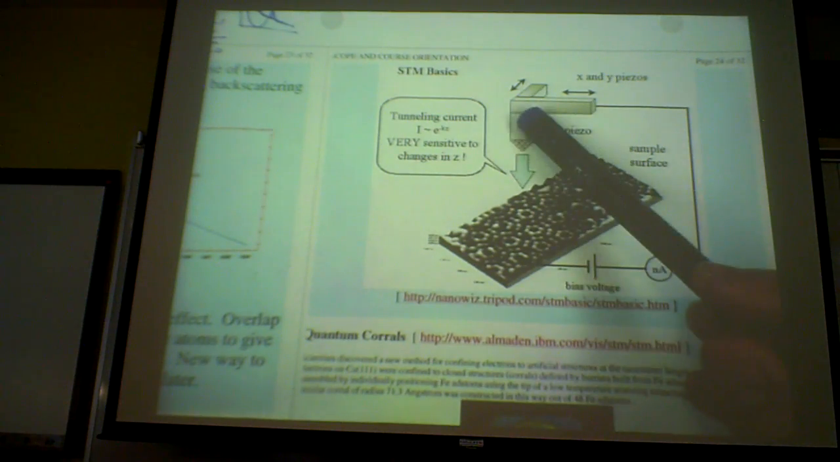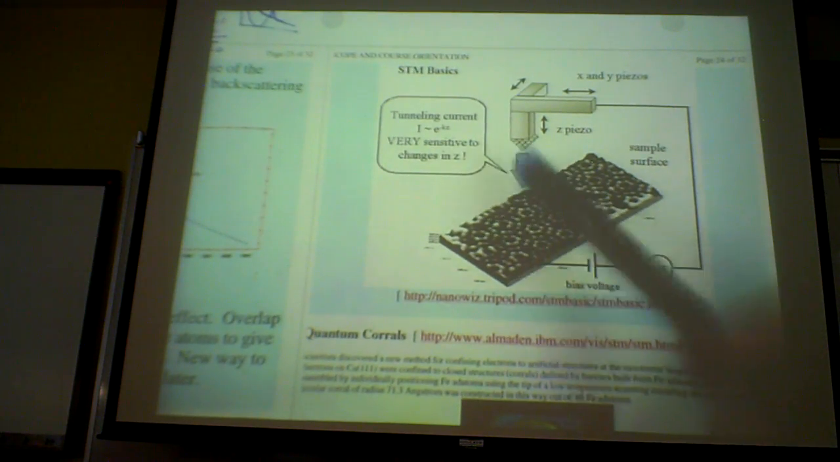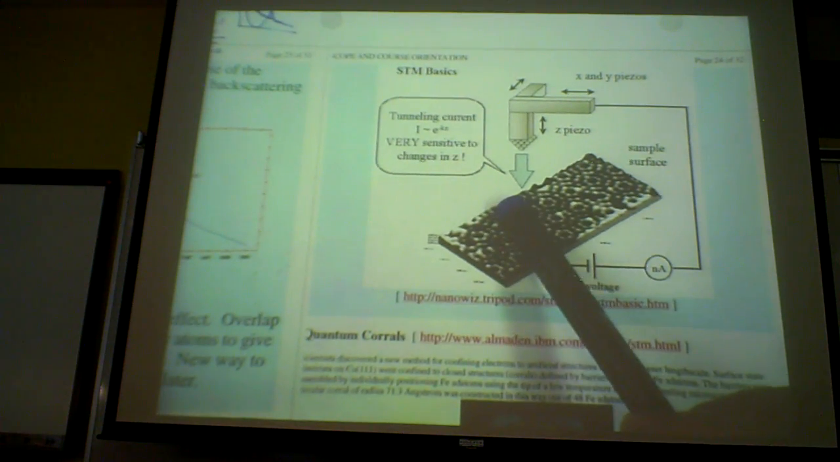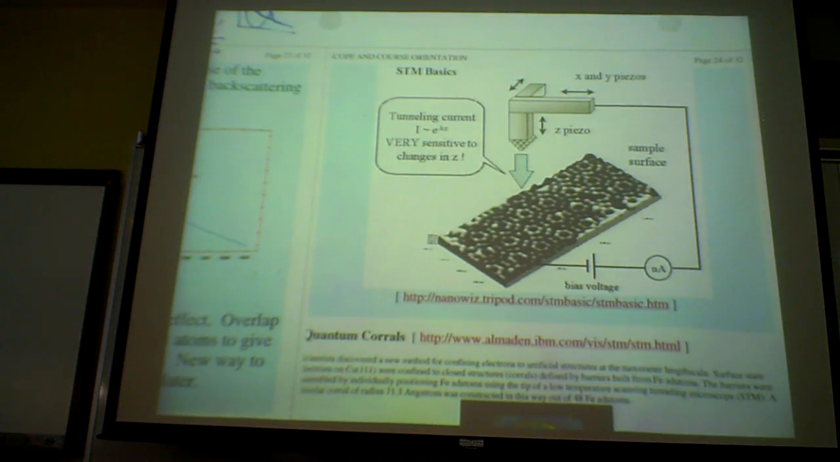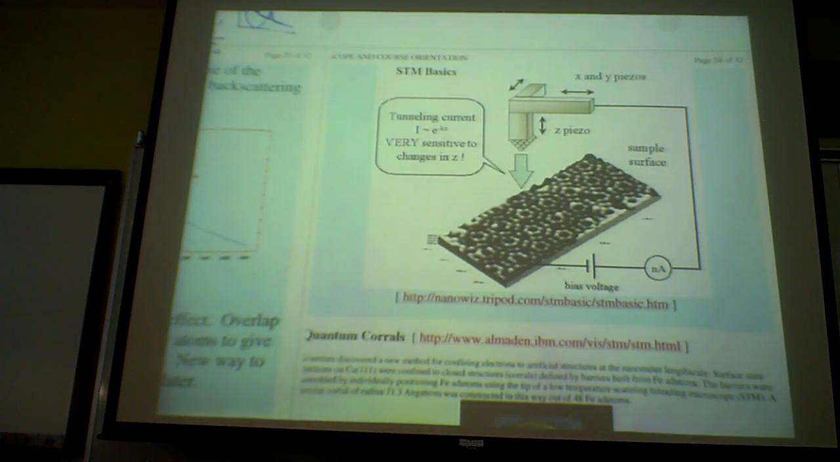And if you can position this tip very, very close to your silicon atom, tunneling will occur, because the tunneling current goes as e to the minus kz, where z is the gap between your surface atom and the tip atom. So there's an electron decay, a tunneling probability, if you like, across the gap between the tip atom and your surface atom. And it's extremely, extremely surface sensitive.